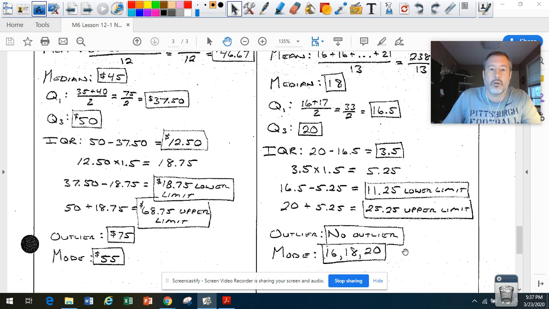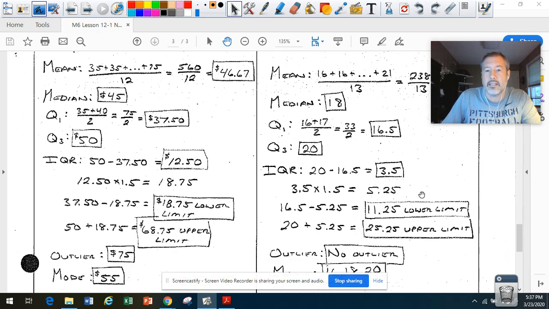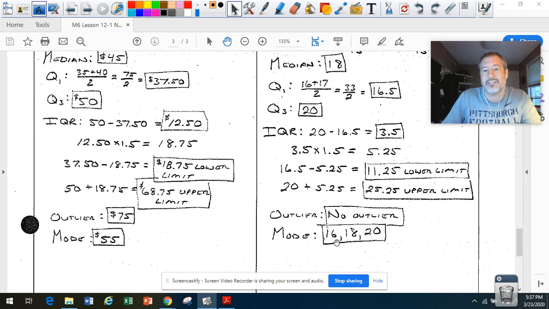Let's take a look at the mode. See what the mode is. Well, hey, I got 3 16s, 3 18s, 3 20s. So we have 3 modes here: 16, 18, and 20.